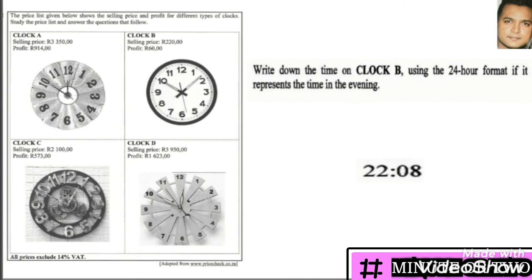One of the easiest ways of converting the analog time to digital will be to just add 12 hours to the time that's shown on the clock, and in this case you can see it's 10, so 10 plus 12 will be 22, and this is how we arrive at 22:08.